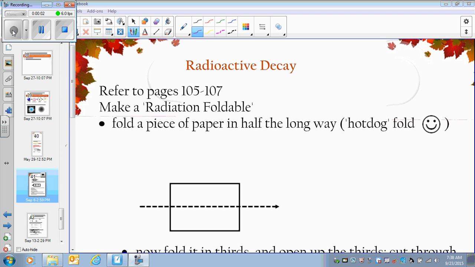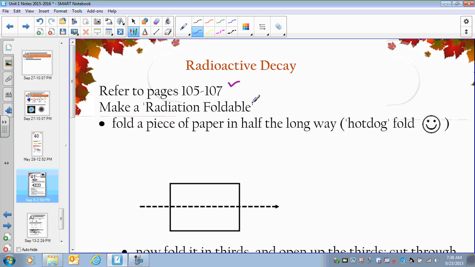Hi everyone. In this video we will learn about radioactive decay. Radioactivity is a process on its own that I will explain in a few minutes. But it is in your book in reference to page 105, 107. We will learn how to make a foldable on this.